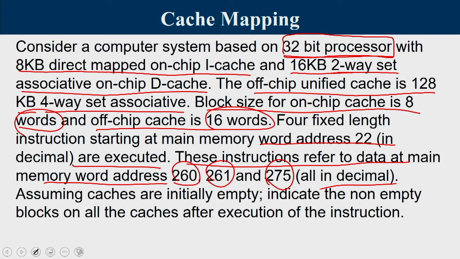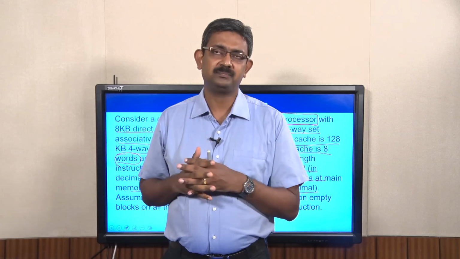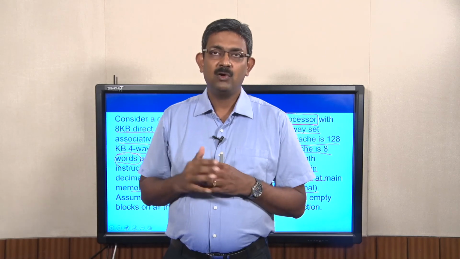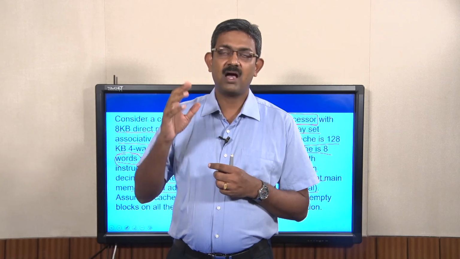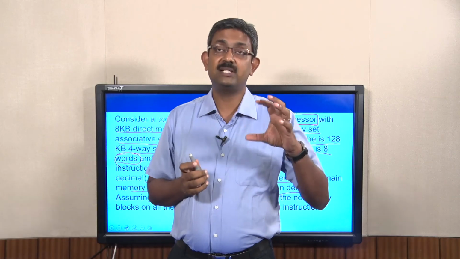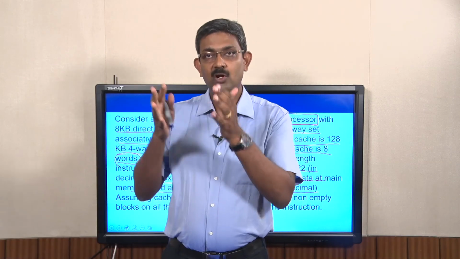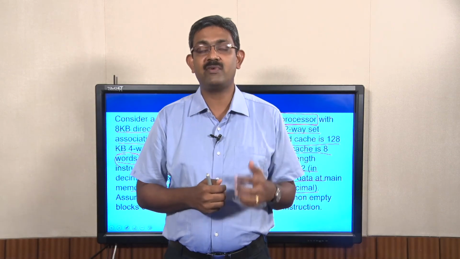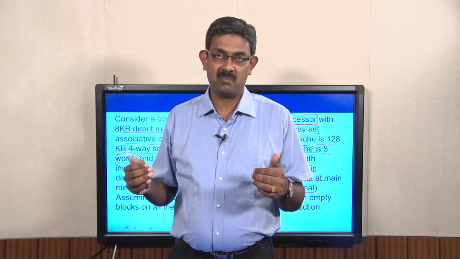So, here in the given question, we have been given a processor with 2 levels of cache, the L1 cache and the L2 cache, and the main memory. 4 instructions are being executed. These instructions will come from main memory to the L2, the unified cache, and then to the L1 I cache. 22, 23, 24 and 25 are the word addresses in the main memory.